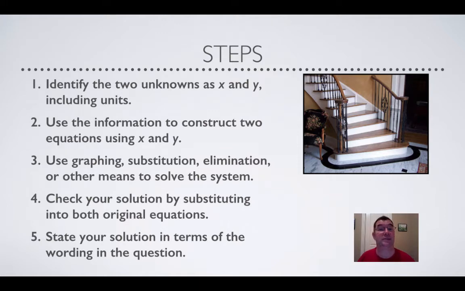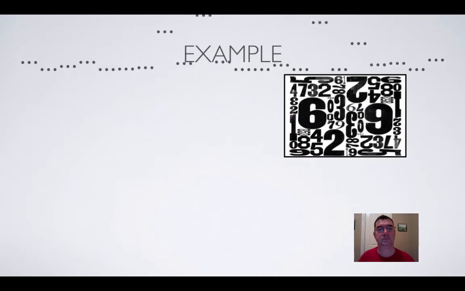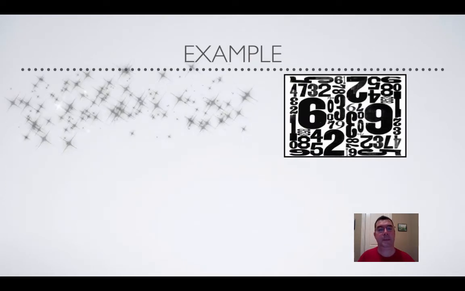And then we are going to state our solution in terms of the wording in the question. The question didn't have x's and y's, so we shouldn't really state our solution in terms of x and y. We should use the language that was in the original question. All right, so here's an example.